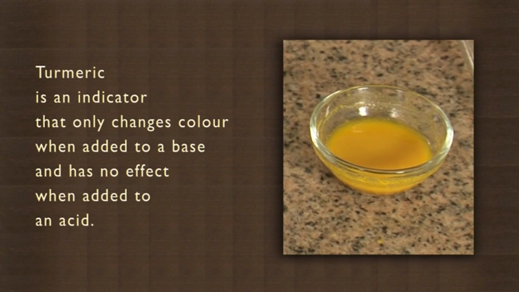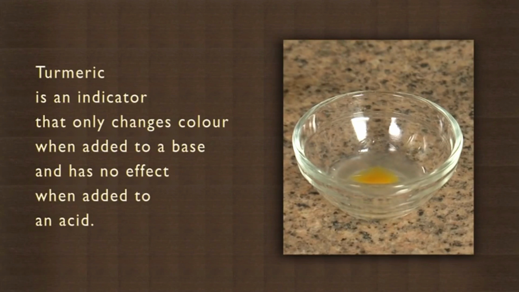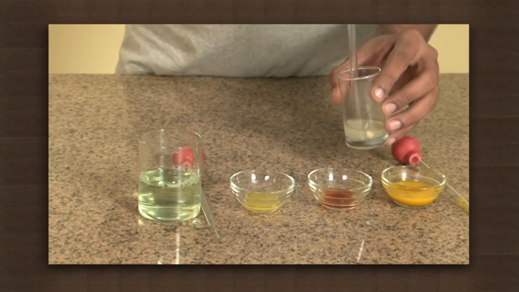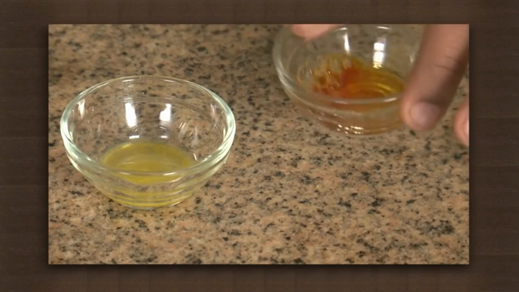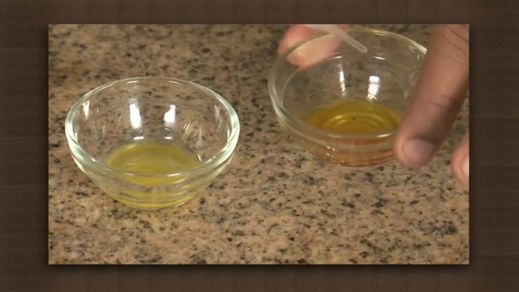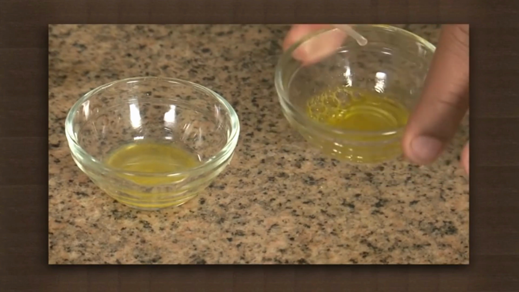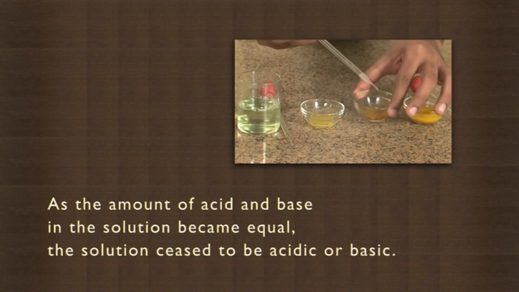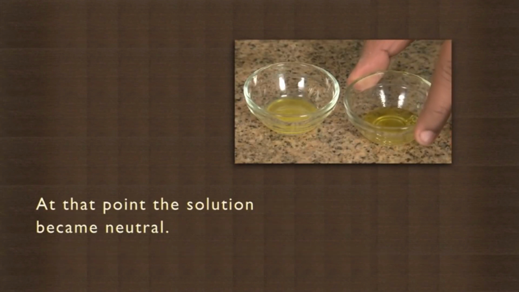Turmeric is an indicator that only changes color when added to a base and has no effect when added to acids. Now add lemon water, which is an acid, drop by drop into the solution of soap water and turmeric. Shake the solution well after each drop. As you add the drops, observe the changing color of the soap water. Stop adding acid when the color of the solution regains the color of the turmeric. As the amounts of acid and base in the solution became equal, the solution ceased to be either acidic or basic. At that point, the solution became neutral.